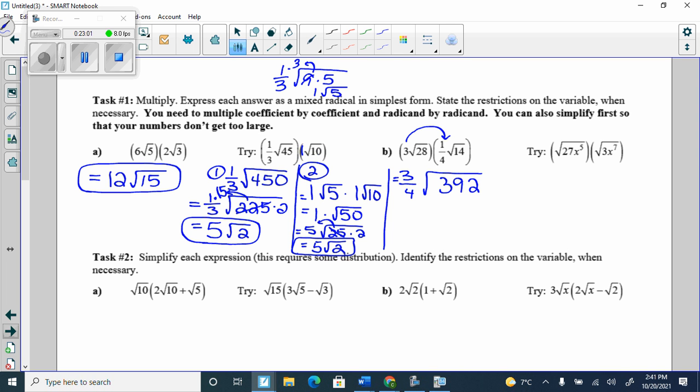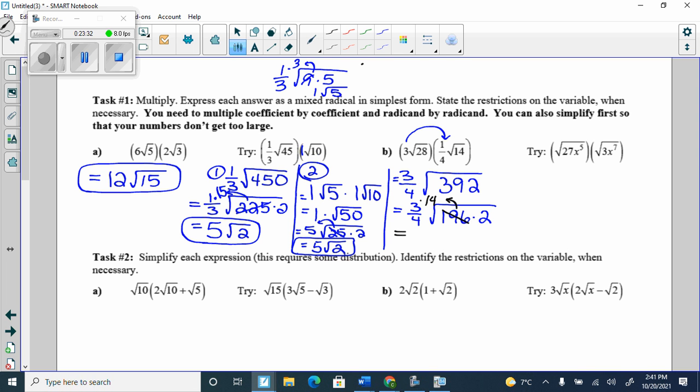So 392 breaks down into what? 196 and 2. Remember that my microphone picks up everything, so if you're telling stories off to the side, all of YouTube will know. The square root of 196 is 14.